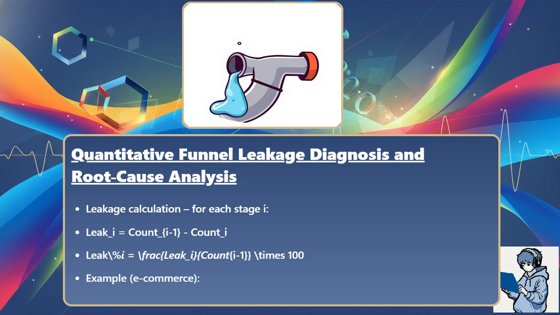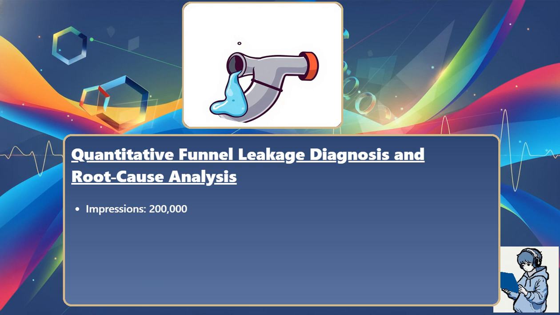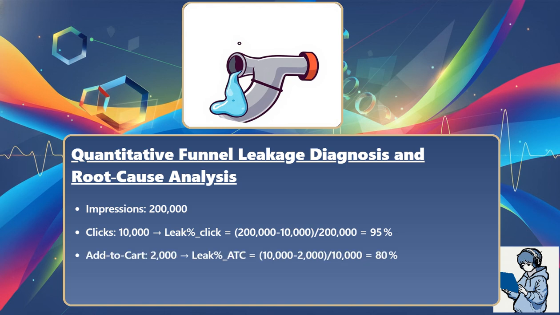Example, e-commerce. Impressions 200,000. Clicks 10,000. Leak percent click equals 200,000 minus 10,000 over 200,000 equals 95%. Add to cart 2,000. Leak percent ATC equals 10,000 minus 2,000 over 10,000 equals 80%. Purchase 500. Leak percent purchase equals 2,000 minus 500 over 2,000 equals 75%.